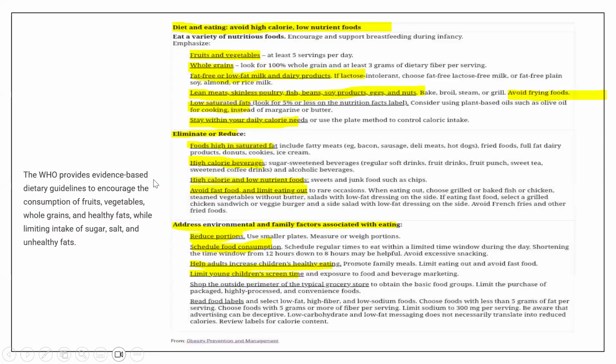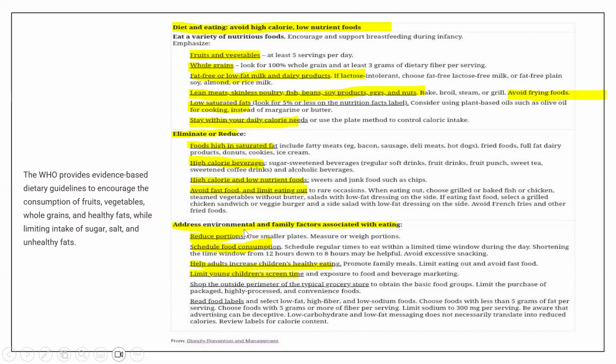These are the WHO guidelines for healthy eating. We need to eat a variety of nutritious food, which includes fruits and vegetables, whole grains, fat-free or low-fat milk and dairy products, and lean meat, low in saturated fat, and need to stay within the daily requirement of calories. We need to eliminate or reduce foods which are rich in saturated fat, high-calorie drinks, and high-calorie and low-nutrient foods, avoid fast food, and limit eating out.